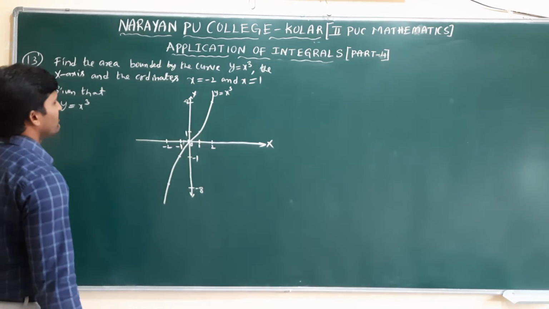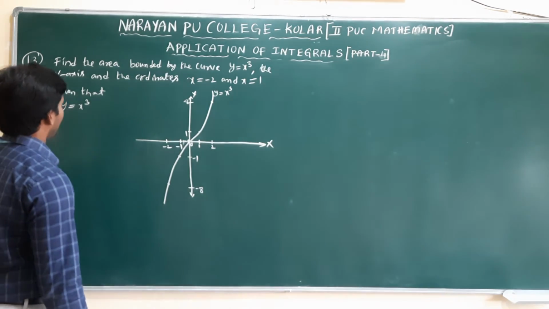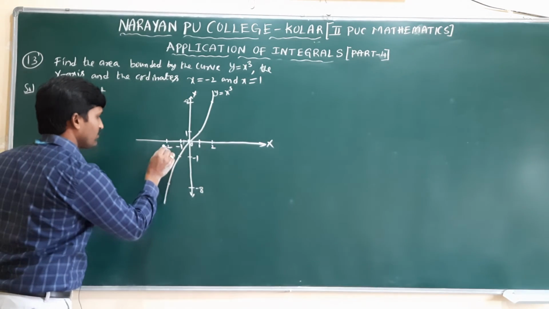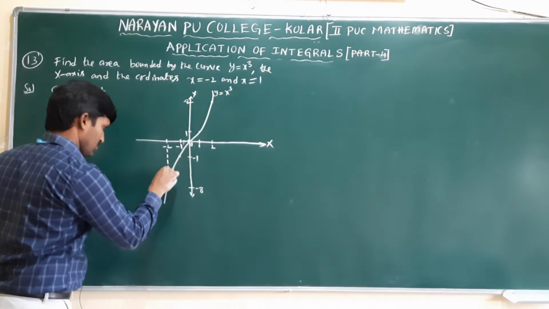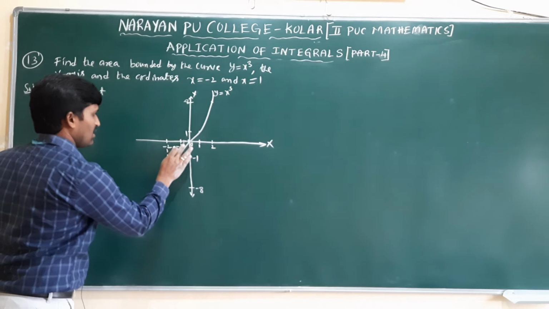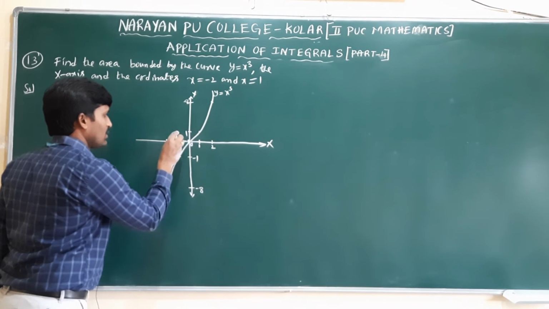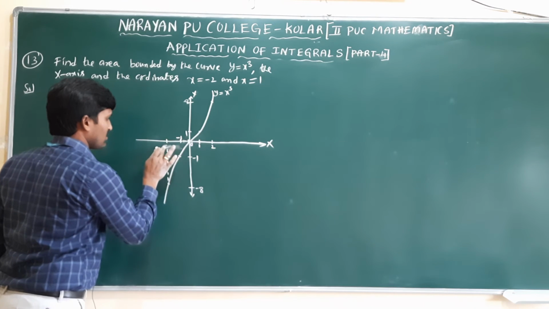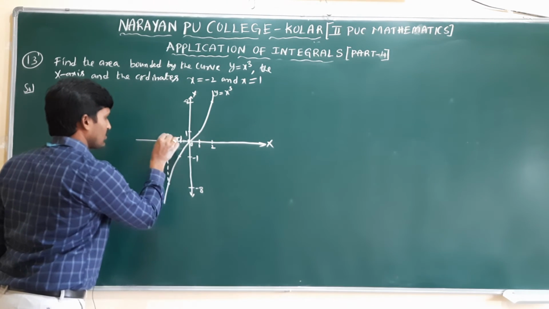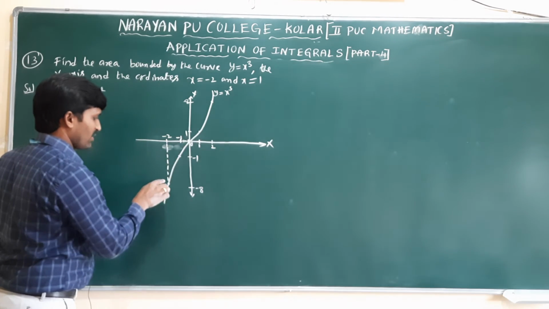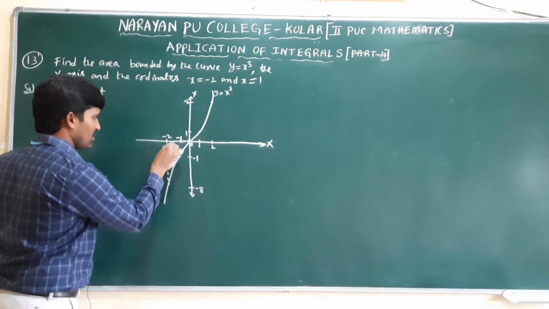They are asking for the area between y equal to x cube, the x-axis and the ordinates x equal to minus 2 and x equal to 1. This is one region we want. I will take minus 1. This is one region from minus 2 to 0, which is below the x-axis.